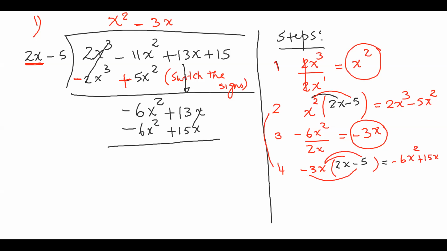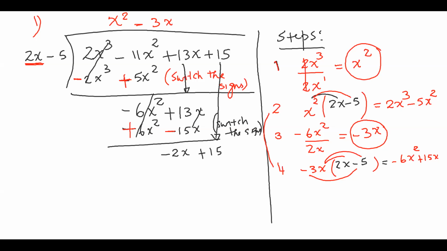However, after you write, we have to switch the signs again. Okay, don't forget to switch the signs. So how do I switch into opposite? This becomes plus and this becomes minus. So first term always gets cancelled. Now we get 13 minus 15 is negative 2x. And there is one more term left in the original problem. So we have to bring 15 down here.